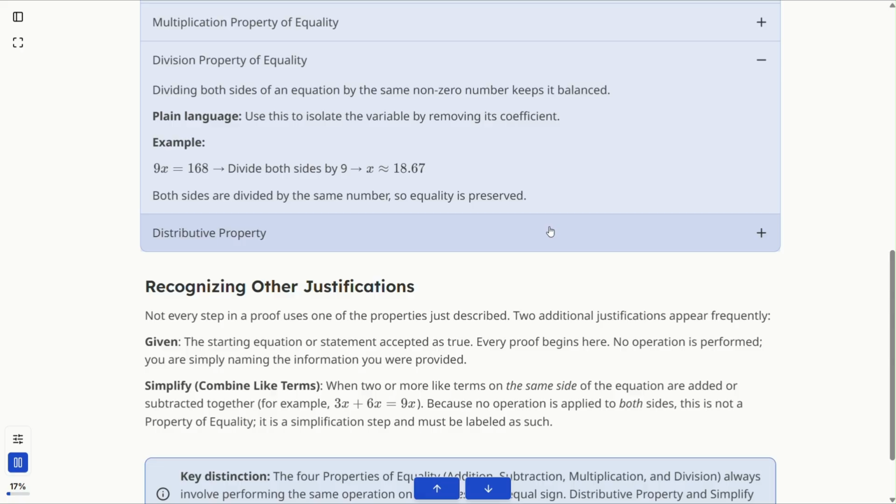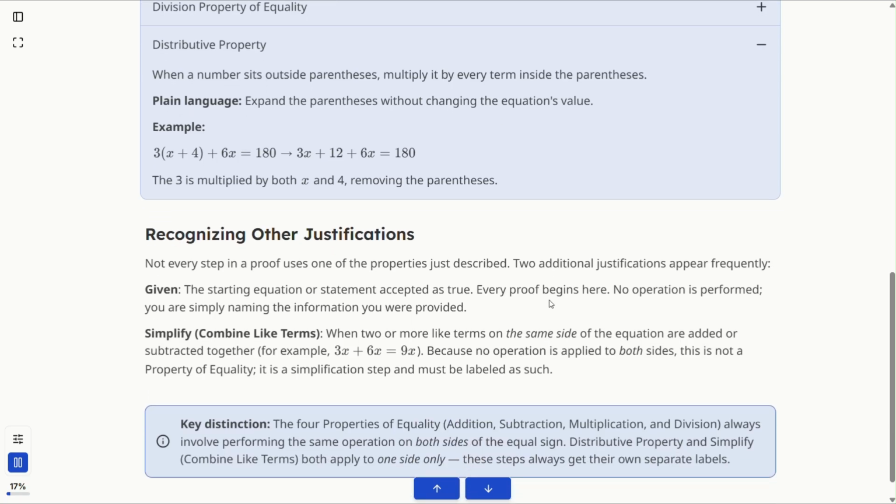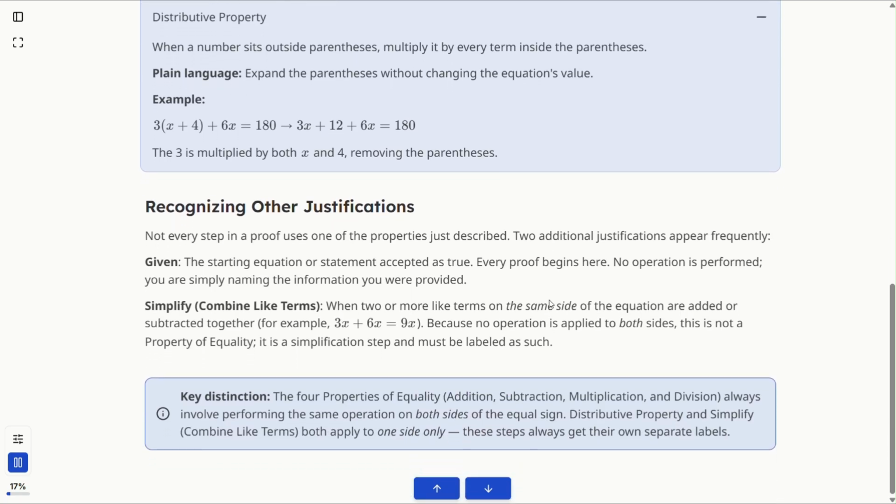Distributive property. When a number sits outside parentheses, multiply it by every term inside the parentheses. Plain language: expand the parentheses without changing the equation's value. Example: the 3 is multiplied by both terms inside, including the 4, removing the parentheses.